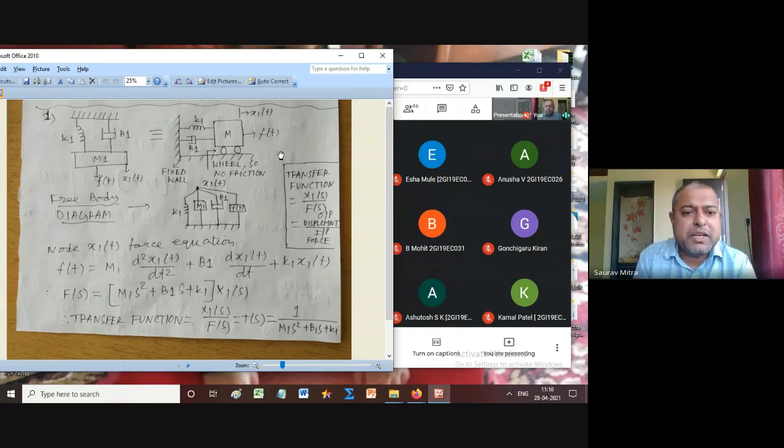Okay, so two things are understood. Now you have to draw the free body diagram. So x1(t) is the node parameter, and the output parameter is x, a displacement we can find here. There are four things connected to the ground, so between this x and ground there are four things.